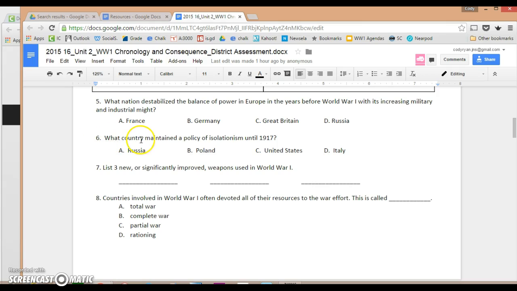Number 6. What country maintained a policy of isolationism until 1917? So isolationism is when a country wants to stay by itself, doesn't want to get involved in other countries' affairs. So what country didn't want to get involved until 1917? Was it Russia, Poland, the United States, or Italy?